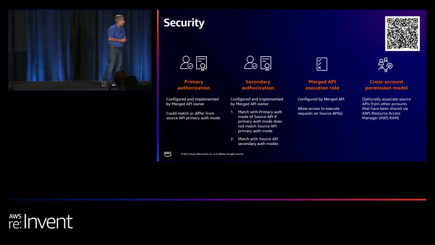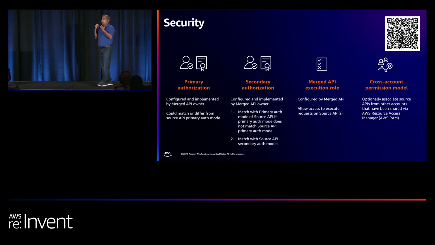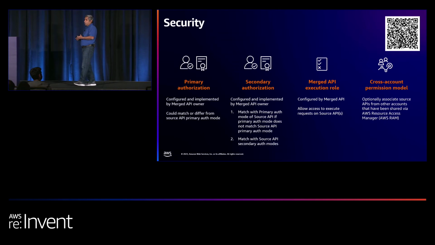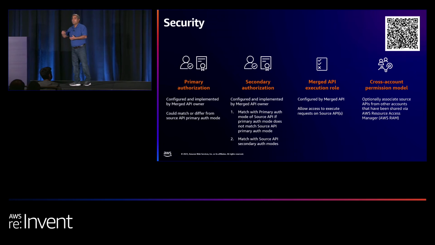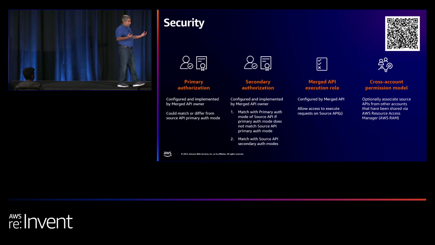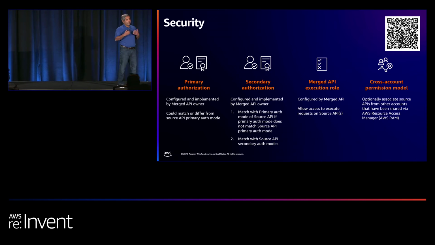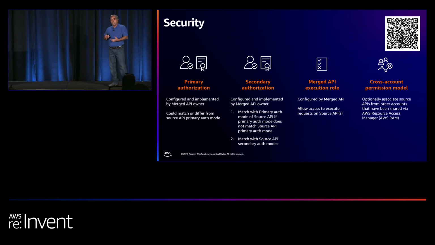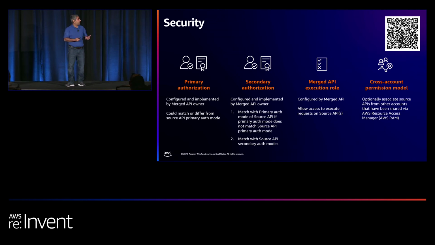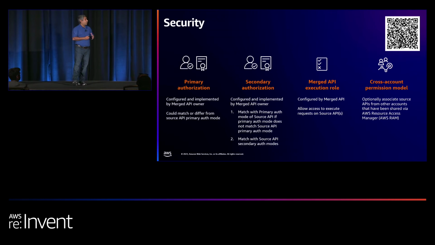The third thing I want to talk about is the merged API execution role. At runtime, the merged API execution role needs to have permissions to execute the queries on the data source exposed by the source API. And there are a lot of organizations where these source APIs are distributed across AWS accounts. So again, AppSync supports that with merged APIs, where you can bring in the source APIs from other accounts as well through AWS Resource Access Manager. Again, scan the QR code. We have written some best practice blogs for security and schema composition.